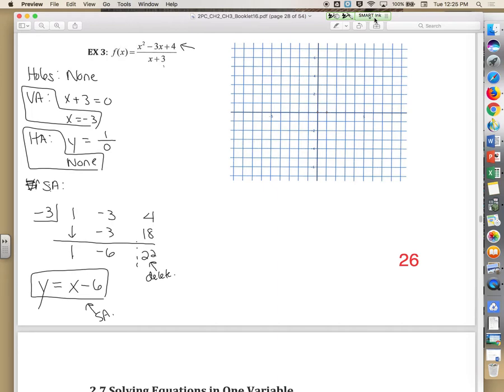All right, let's put these on the graph and put them all on there. So x is -3, is a vertical asymptote. And we have a slant asymptote at x minus 6. So negative 6 is my y-intercept. Slope is 1.